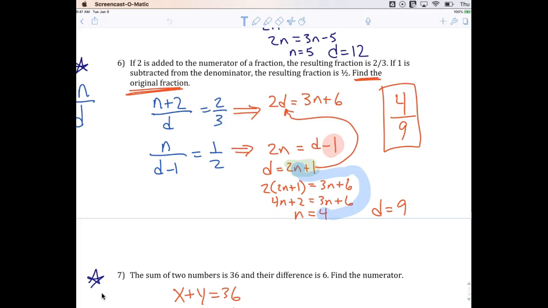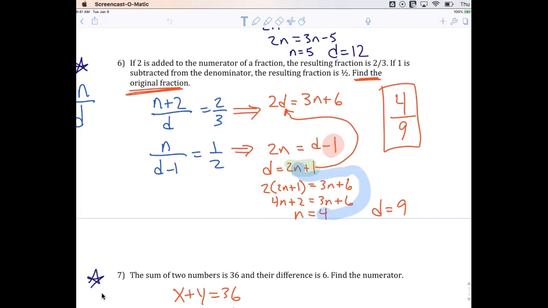So I'm putting 2n plus 1 in for that d. And when I do that, it's just 2 parentheses 2n plus 1 is equal to 3n plus 6. Yes? I did not see how you got d is 2n plus 1. Did you? Oh, wait, never mind. That's it. All right, somebody else. All right, and then from there, it's just doing the math. I feel as if once we set up the equation, you should be good with the math.